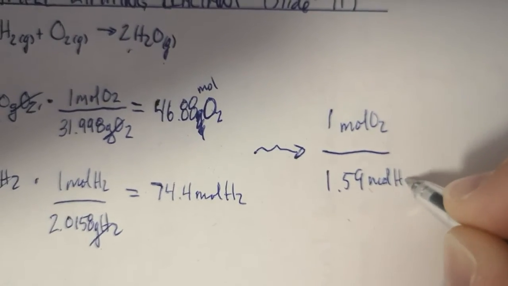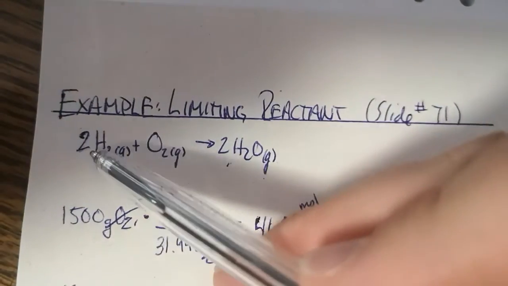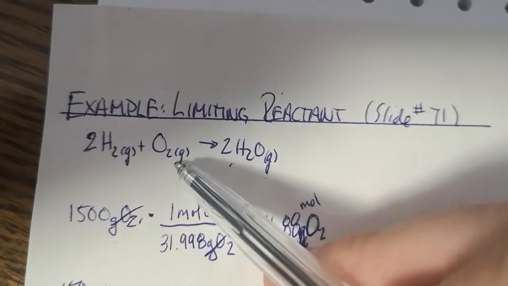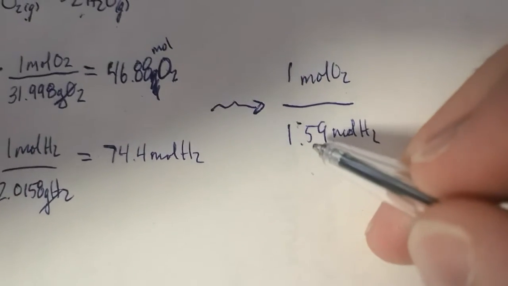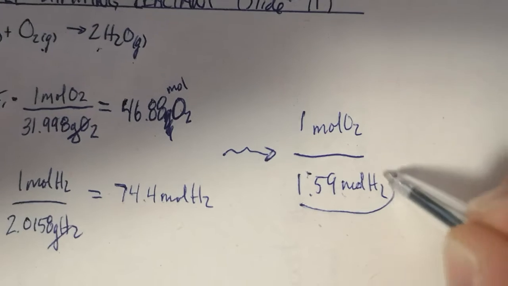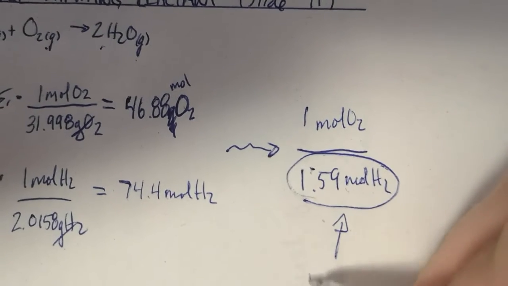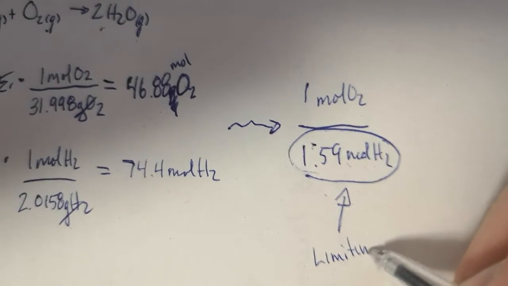moles of hydrogen. Now in the equation, we need 2 moles of hydrogen for every 1 mole of oxygen. We don't have 2 moles. We don't have enough. This is our limiting reactant.